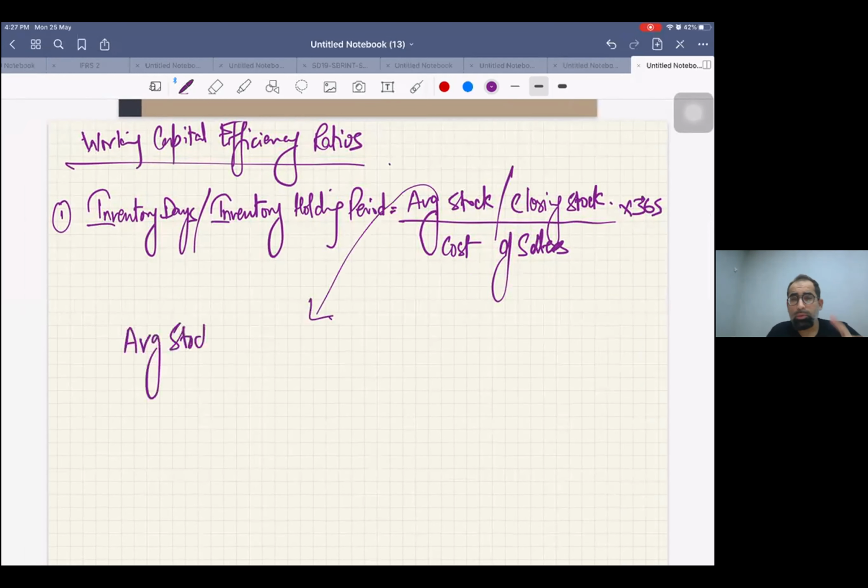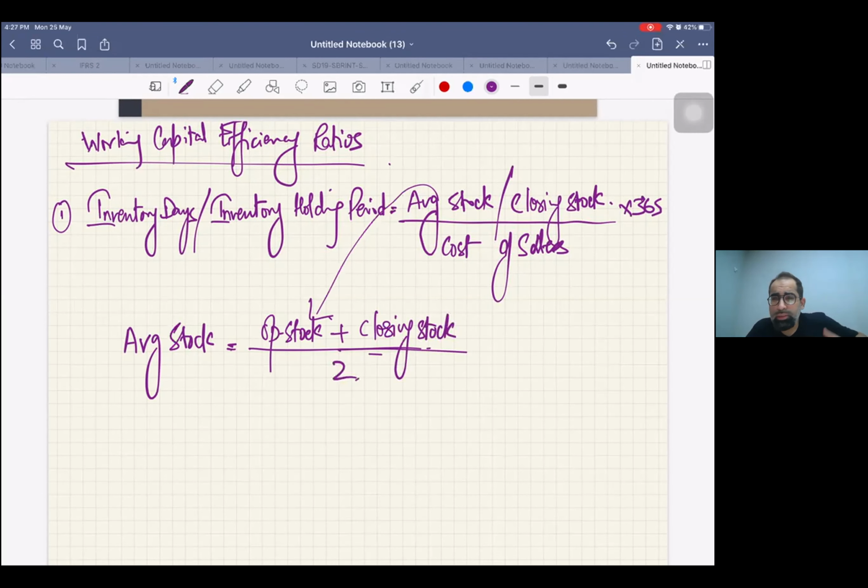Now, what is average stock? If opening and closing stock is given, listen students, if opening and closing stock is given, then you must use the formula of average stock. And how do we calculate average stock? Opening stock plus closing stock divided by 2. Very simple. This is average stock, right?